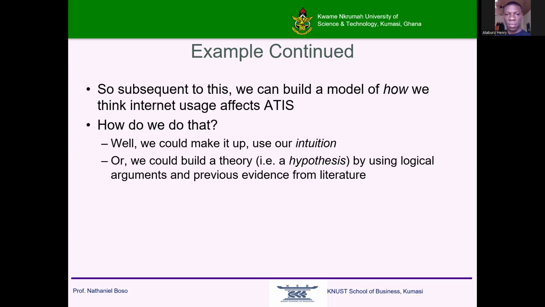Sometimes you may not have an existing theory, like the theory of demand that tells you the higher the price, the lower the quantity demanded. You may not have an explicit theory with a name like that, but your ability to make these logical analogies and to link the two, just like we have done without citing any particular theory, is still theory building. Are we okay? Or we could build a theory by using logical arguments and previous evidence from literature. So sometimes you may have found some prior evidence in literature that will help you back up the logical argument you are making, okay?